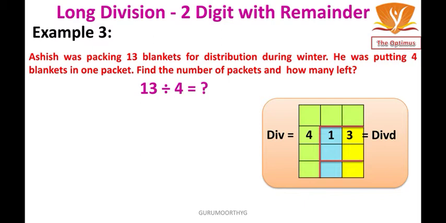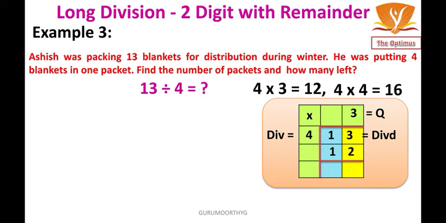I am going to find how many 4's are there in 13. 1 4 is 4, 2 4's are 8, 3 4's are 12, 4 4's are 16. So I am going to select the one below 13, that means 3 4's are 12. Here 4, we know, is the divisor. So I am going to select 3 as the quotient. Therefore 3 into 4 equals 12. I am going to write it below the dividend 13. Immediately I am going to subtract, 13 minus 12 equals 1. So 1 is the remainder.